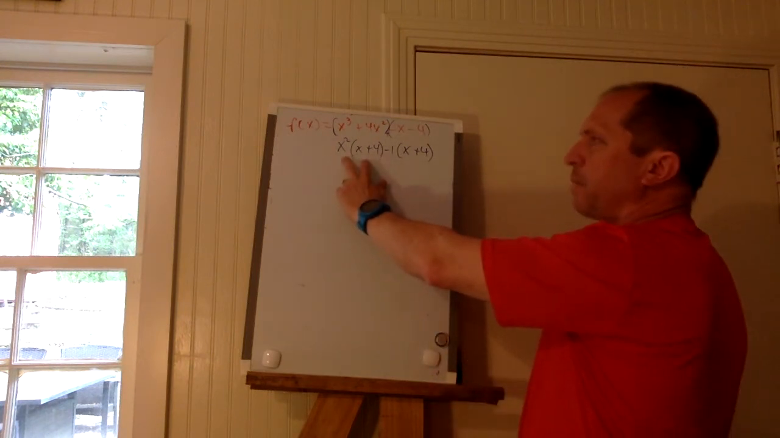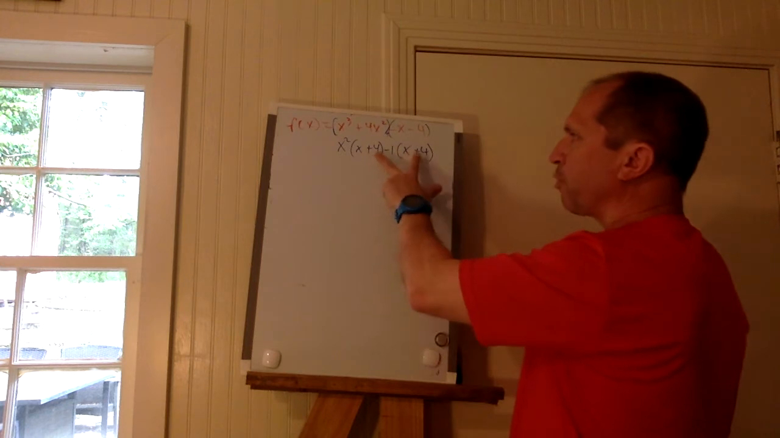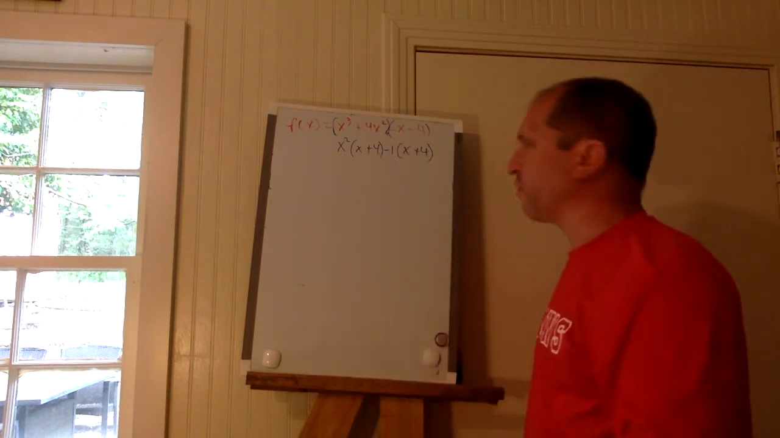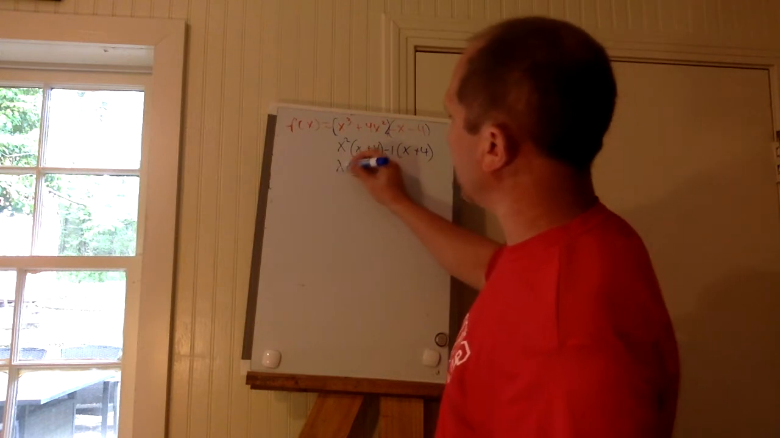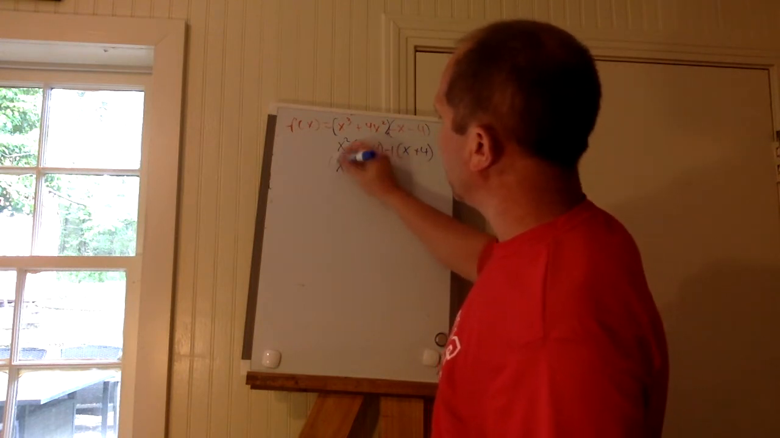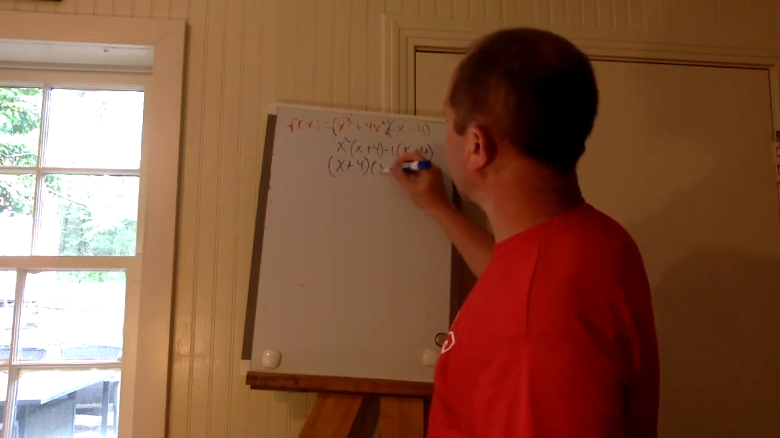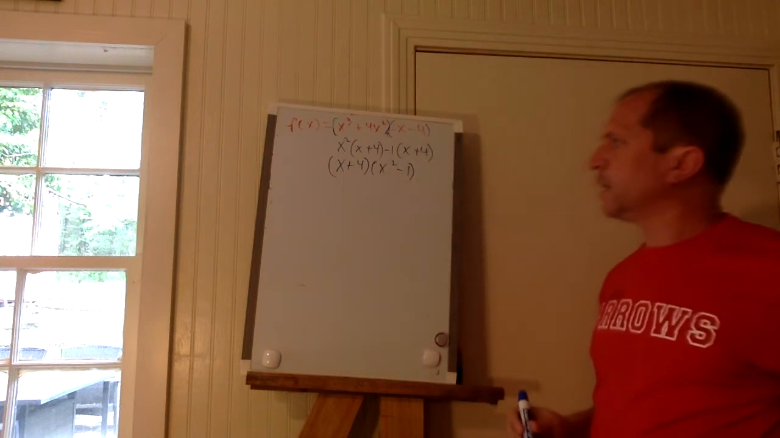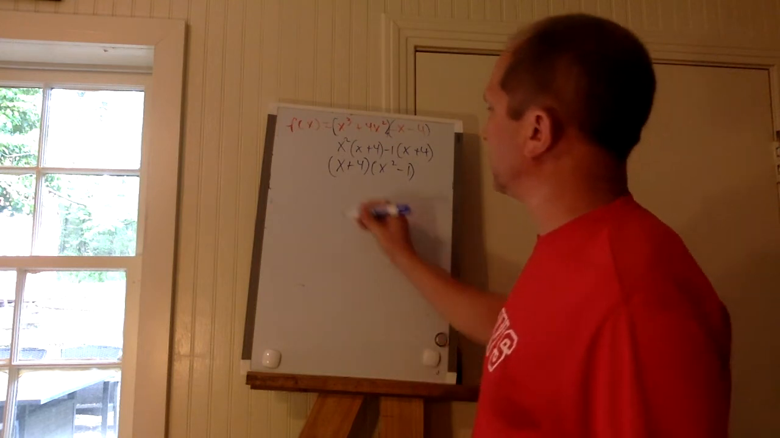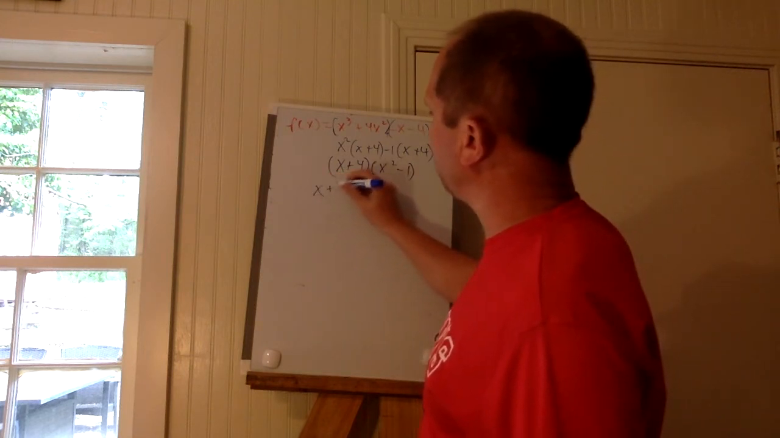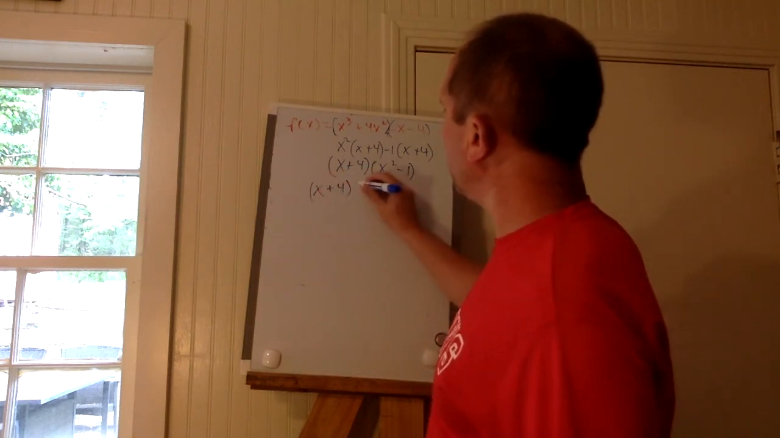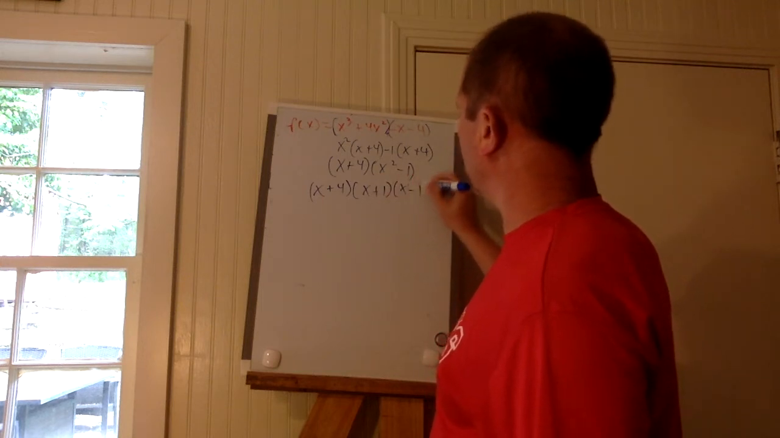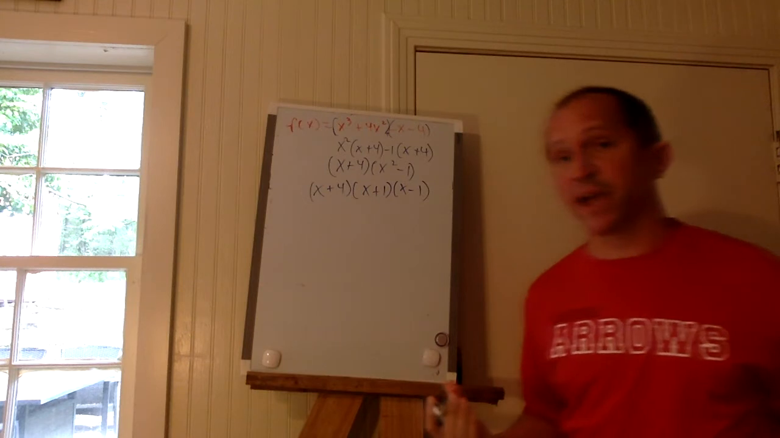And in this binomial, both parts of the binomial have an x plus 4 in common. So we're going to factor that out, so we get x plus 4 times x squared minus 1. And then from there we can factor, and we see that we get x plus 4 times x plus 1 times x minus 1. And this is how it factors.